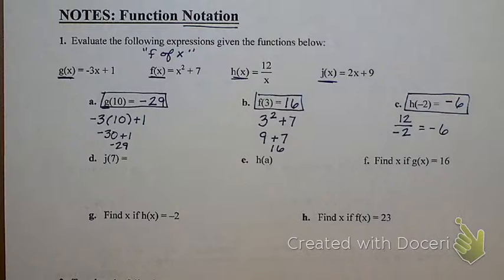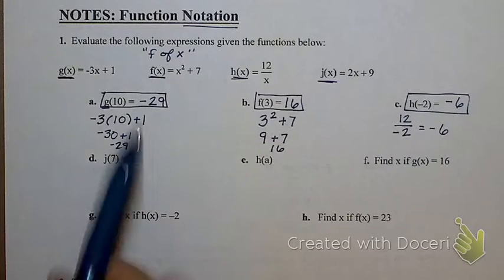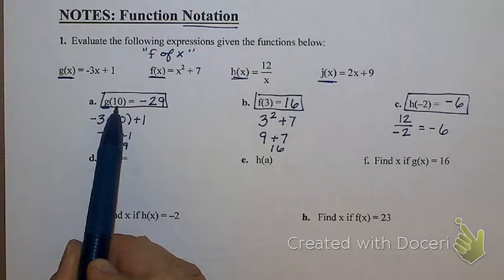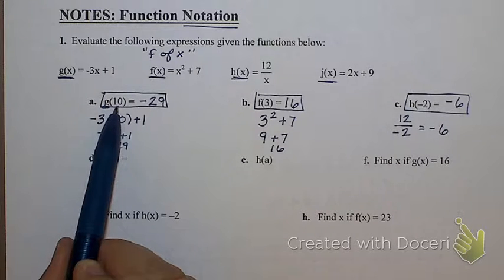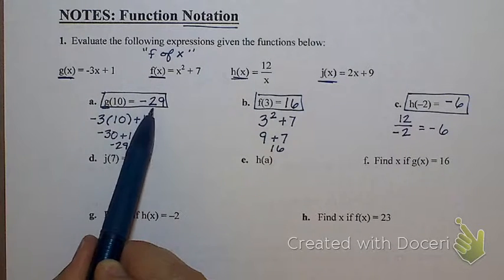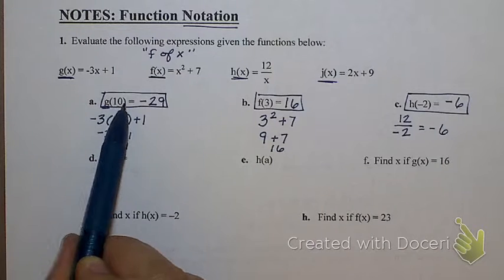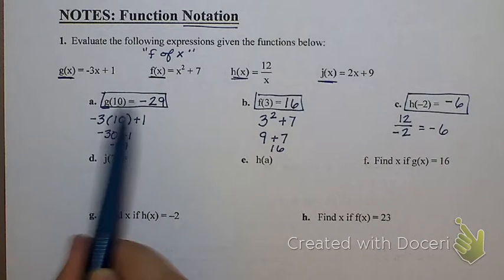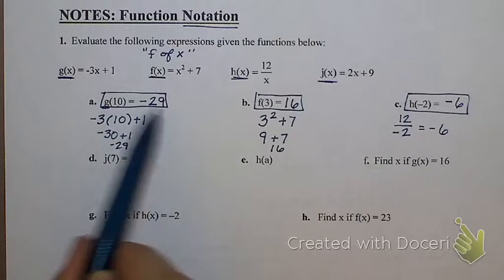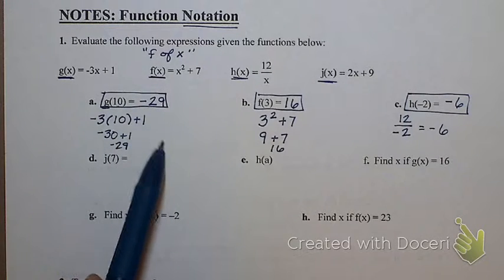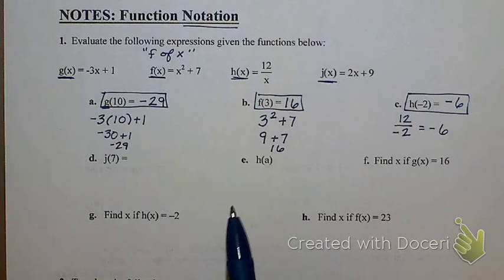Easy peasy, right? Now, just to kind of relate this to what we were doing before, the number going in here is replacing what letter? X. Which means that number right there is an input value. If 10 was the input on letter A, what is the output? Negative 29. So if I needed to write this as an ordered pair, what would the ordered pair be? 10 comma negative 29. Input, output, X, Y. So in essence, it's another way of representing a function like we did the last couple days.